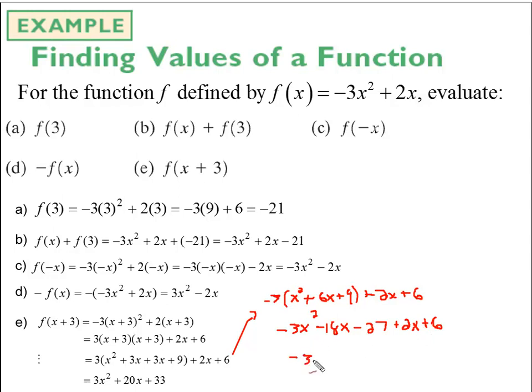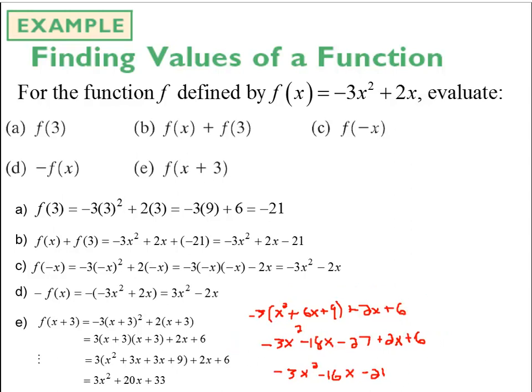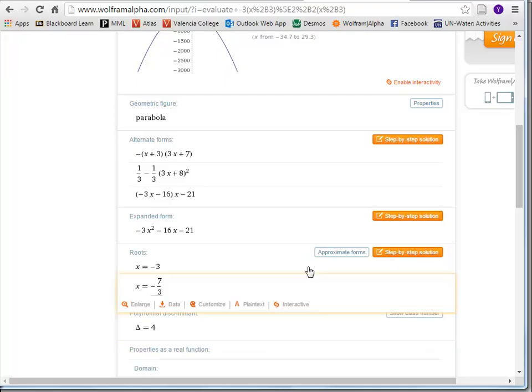And then, so I got the -3x squared. And then I have the -18 plus 2 is the -16x that Wolfram Alpha showed me. And then I have -27 plus 6, which is the -21 that Wolfram Alpha showed me as well. All right, so Wolfram Alpha caught my mistake for me.